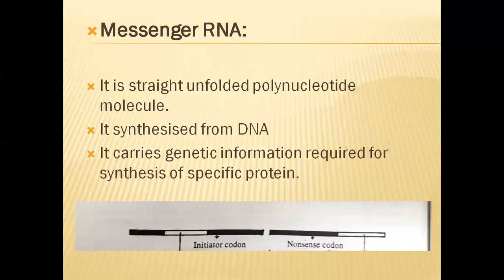So messenger RNA, the structure of messenger RNA: it is a straight, unfolded polynucleotide molecule. You see the image, it is how it is structured. It is straight, there are no foldings. It consists of a few hundred nucleotides. Messenger RNA, in short, we call mRNA.